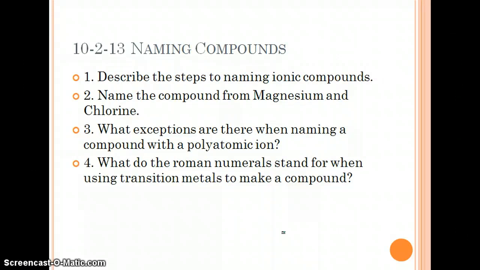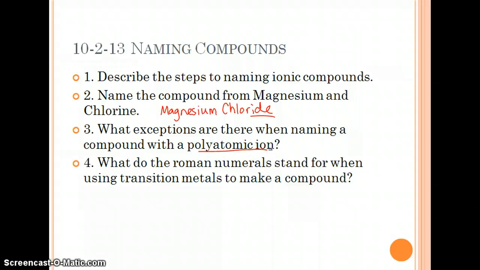All right, naming compounds. So the steps to naming an ionic compound: name the first element, and in the second element you change the ending to IDE. So example here, it would be magnesium chloride. We change that ending to IDE. What exceptions are there with a polyatomic ion? You just leave the name as it is. You don't change a polyatomic ion's name.